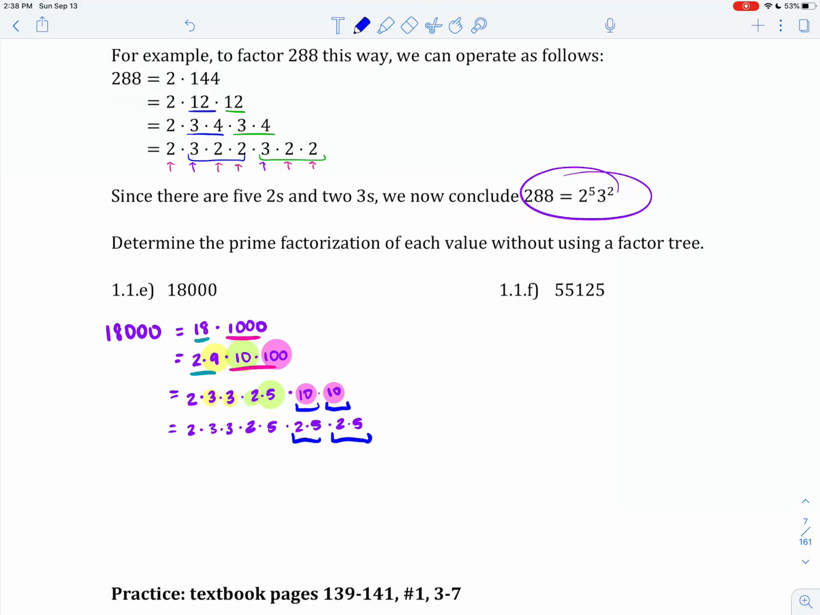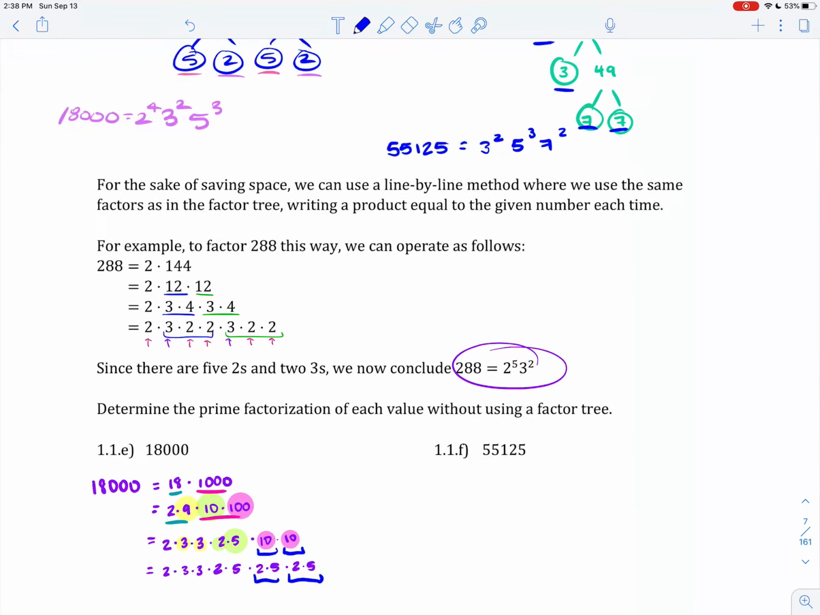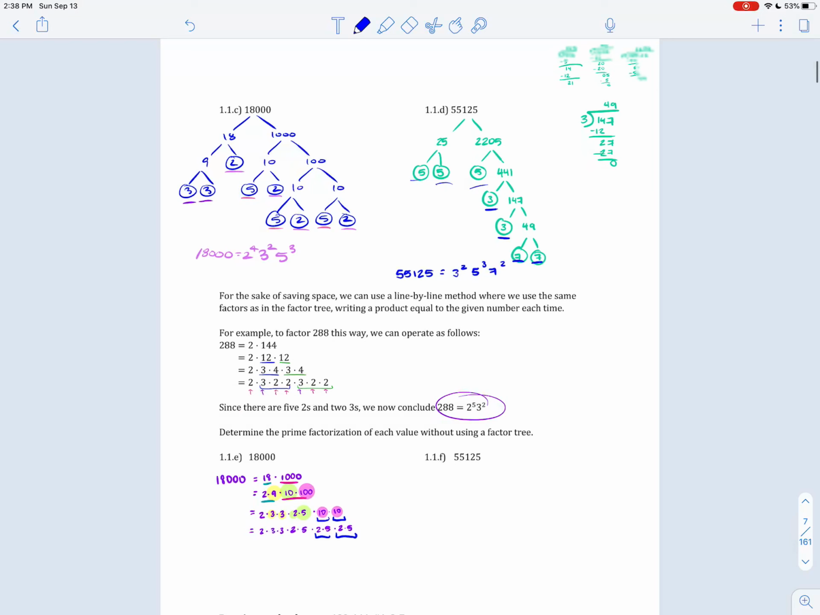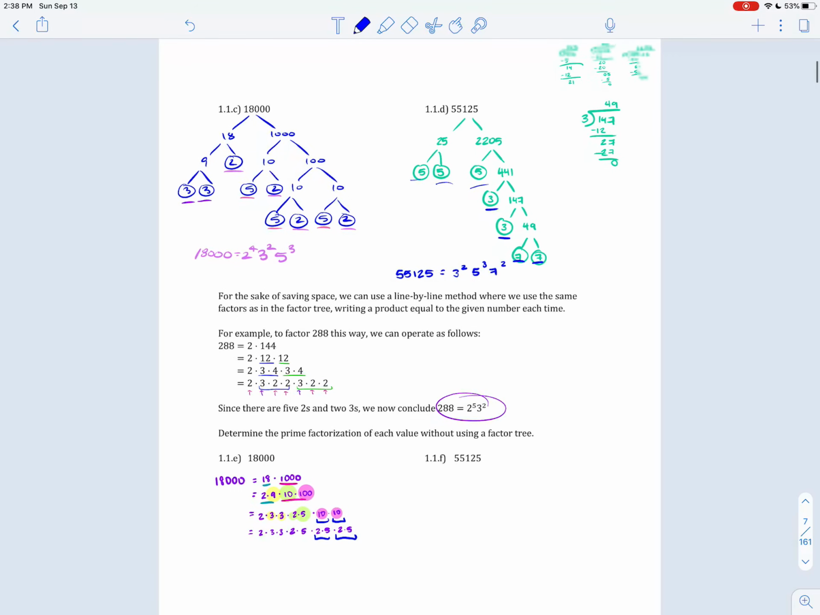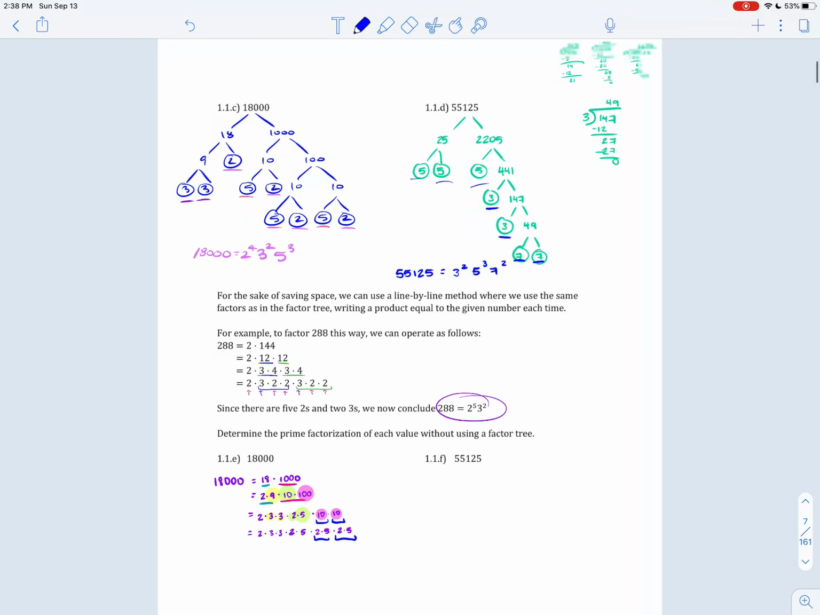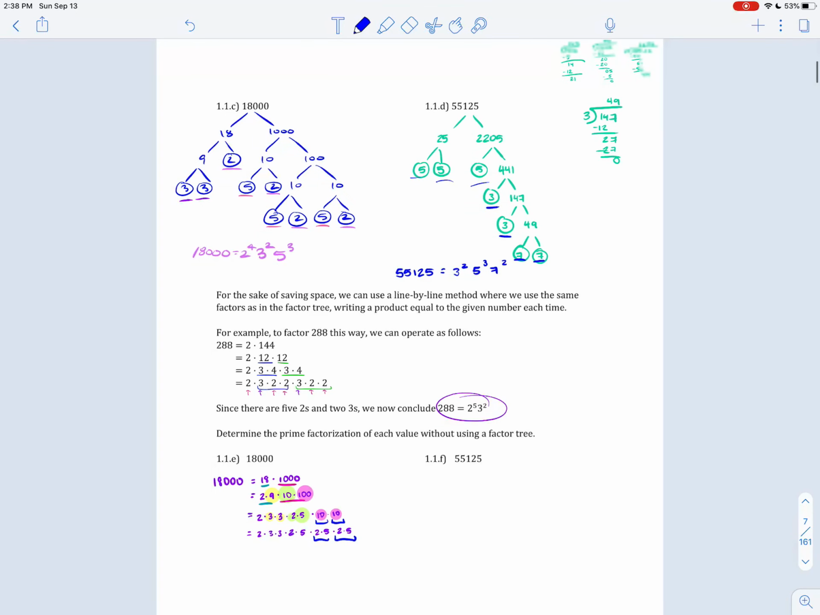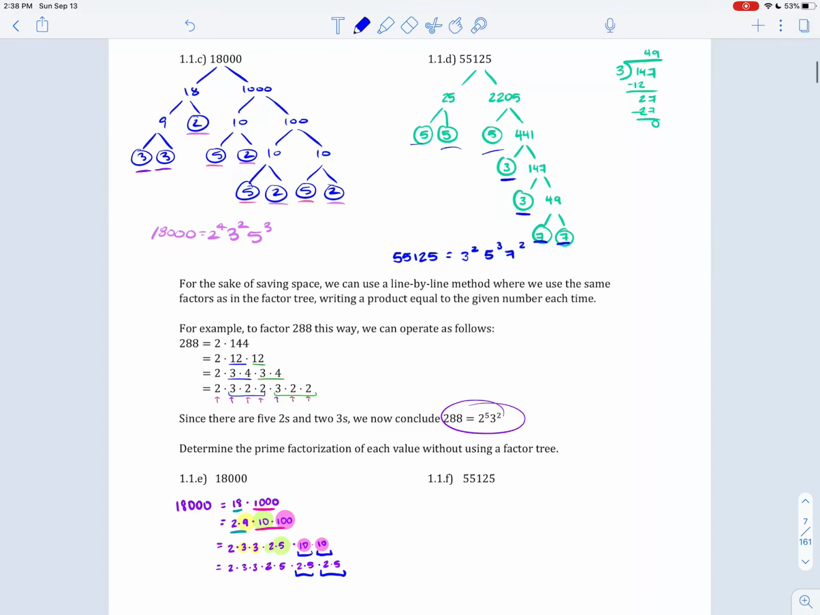Whew! Notice how much less room we used between the example up top, that dark blue factor tree, and the line-by-line method. However, everything, if you're looking across each of, can I make this smaller? Oh, sweet. My bad. Try that again.